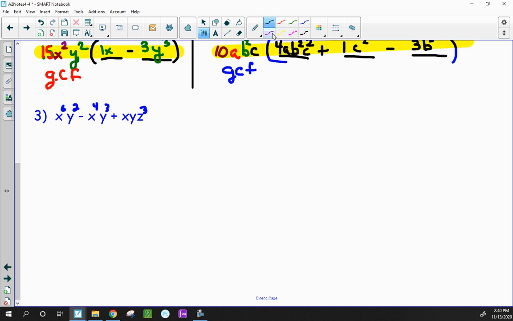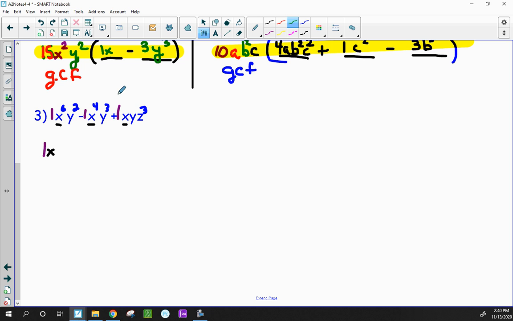Okay, let's take a look at example 3. Looking at the coefficients, I have a 1, a negative 1, and a 1. The biggest number that divides into all of those, obviously, is 1. Then I'm going to go with my x's, looking for what they have in common. First term has 6, second term has 4 of them, and the third term only has 1. So all of them have at least 1, so x to the first. You don't have to write the 1 there.